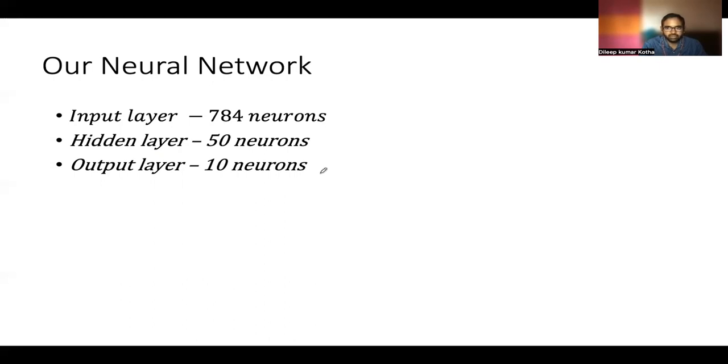So once we get the input image, then in the output, we have to classify it between 0 and 9. So we have 10 neurons in the output layer. And in between, in the hidden layer, we can have any number of neurons you want. So here I have put 50 neurons in the hidden layer. So this is how our neural network looks like. 784 neurons in the first layer, 50 neurons in the second layer, and 10 neurons in the output layer. So let's go to the code now.